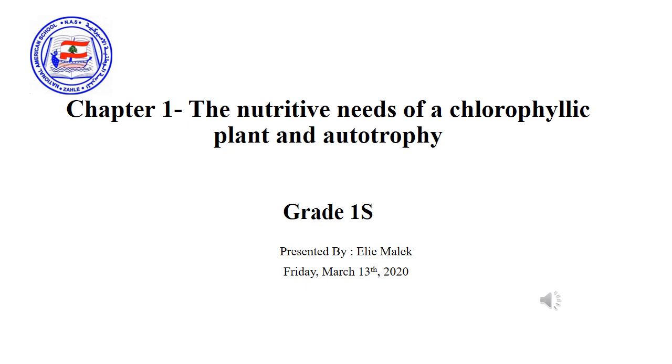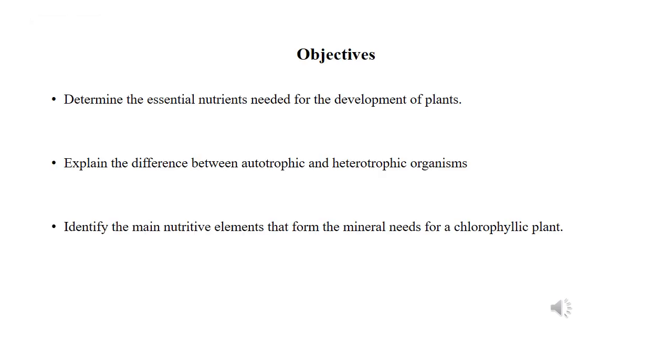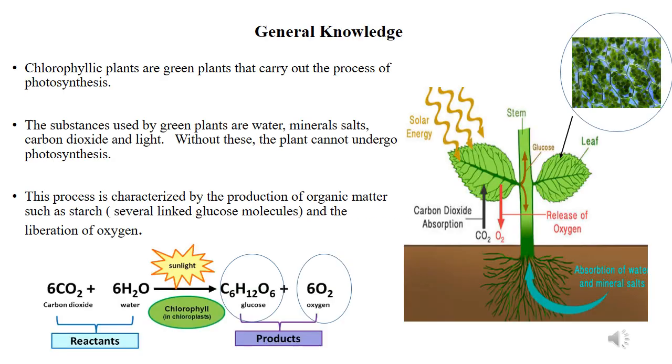I'm going to explain a new chapter, which is Chapter 1, the nutritive needs of chlorophyll plants and autotrophy. The main objectives of today's lesson are to determine the essential nutrients needed for the development of plants, to explain the difference between autotrophic and heterotrophic organisms, and finally, to identify the main nutritive elements that form the mineral needs for a chlorophyll plant.